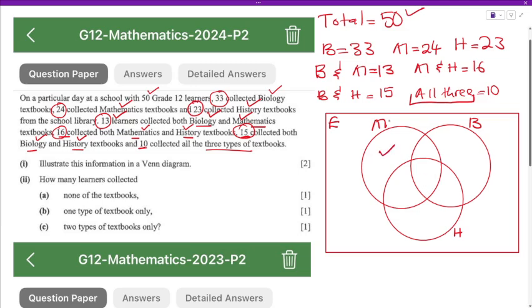Okay, this region is for those who took math only. This region for those who took biology only. This one, history only. This one, history and biology only. This one, history and math only. This one, math and biology only. Then this one, they took all three. So you start with the one right at the center. So those that took all three, that's where they belong. That's why we're collecting those values from the question to make it easy for us to plug in the values. Okay.